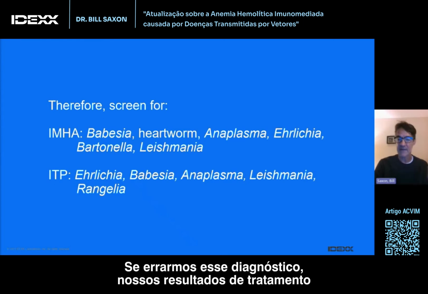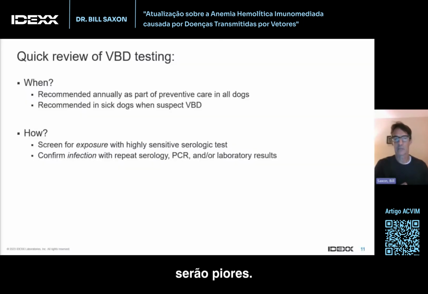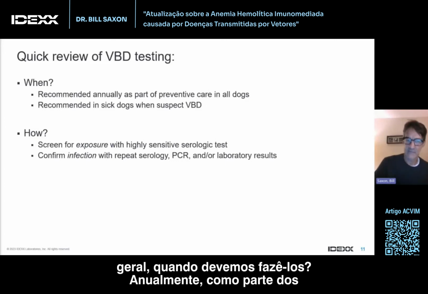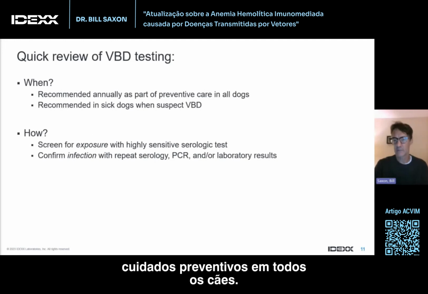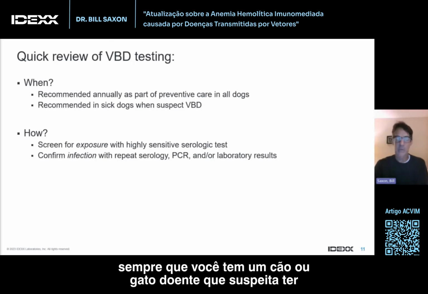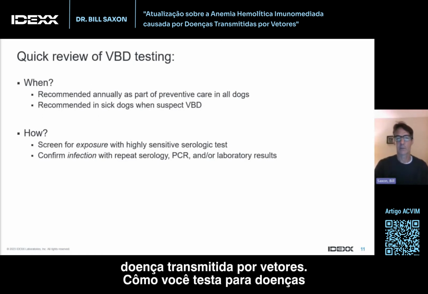If we miss that diagnosis, our treatment outcomes are going to be worse. So now just a quick review of vector-borne disease testing in general. When should we do it? Annually, as part of preventive care in all dogs. We'll talk about why that's important. And obviously, whenever you have a sick dog or cat that you suspect has vector-borne disease.